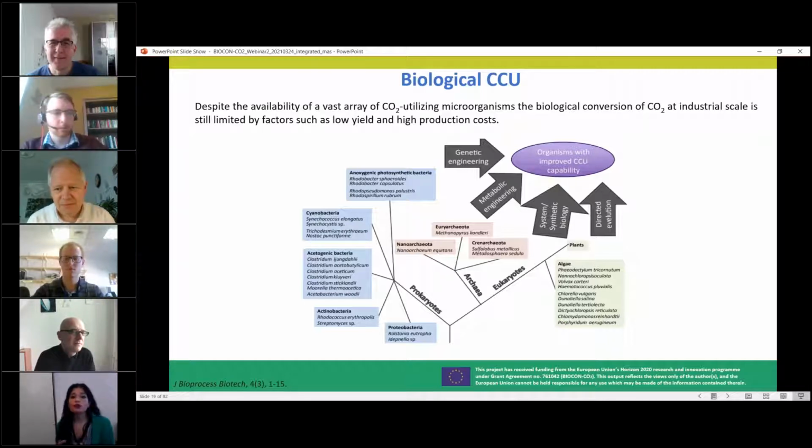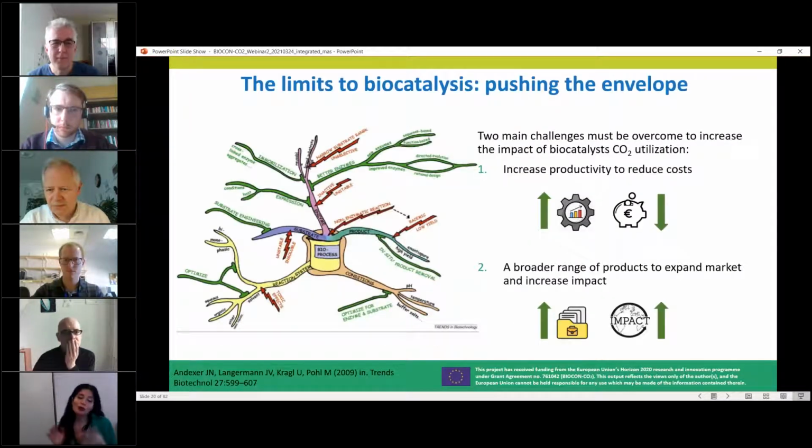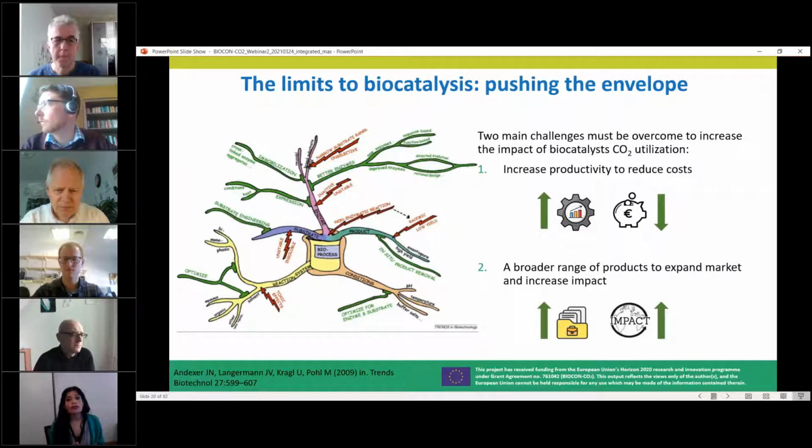So what we have to do in order to target the widespread of biocatalytic CCU will be two main challenges: to increase the productivity and reduce the cost. Because while the current commercial facilities demonstrate the feasibility of biocatalytic carbon utilization, the technology must be deployed more widely and at much larger scale in order to have a significant impact on carbon dioxide sequestration. So in order to achieve that, the conversion must increase to reduce the actual cost.